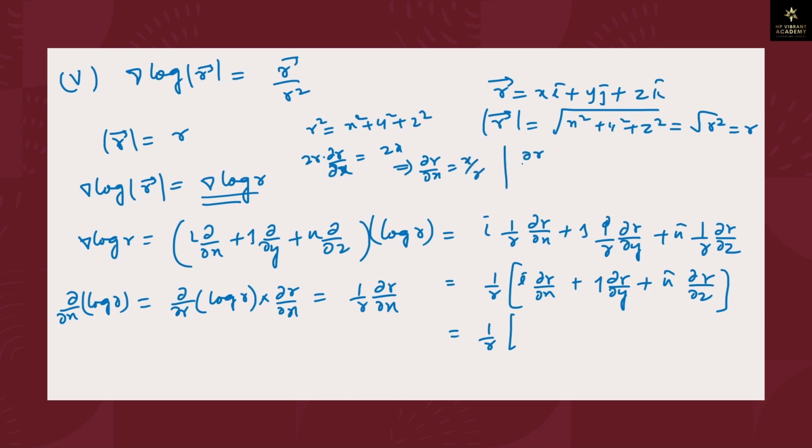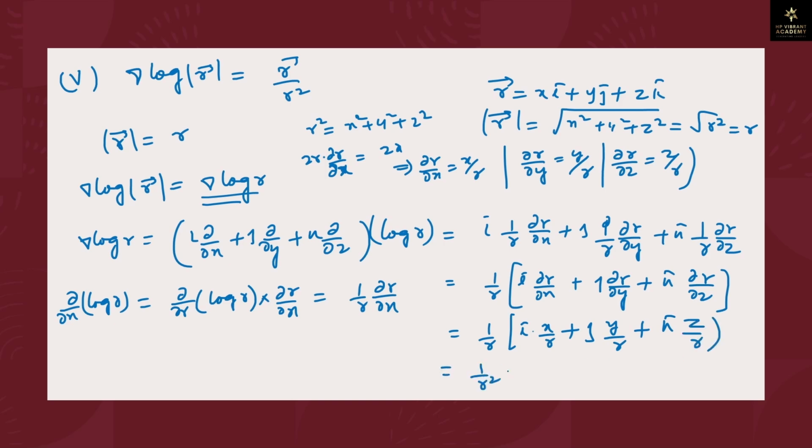Similarly, del r upon del y is y upon r. Similarly, del r upon del z is z upon r. So let us place the values. So this is i cap into x upon r plus j cap into y upon r plus k cap into z upon r. So this is equal to 1 upon r square into x i cap plus y j cap plus z k cap. So this is equal to r vector upon r. Okay, so this is the solution for the fifth part.